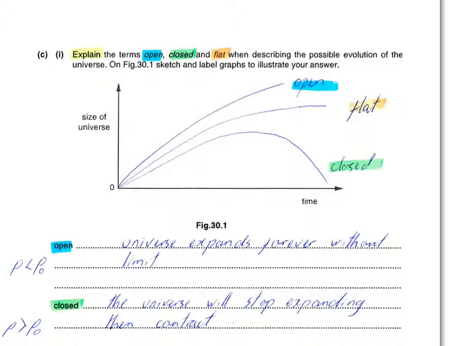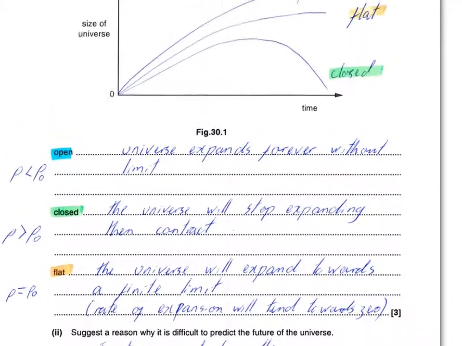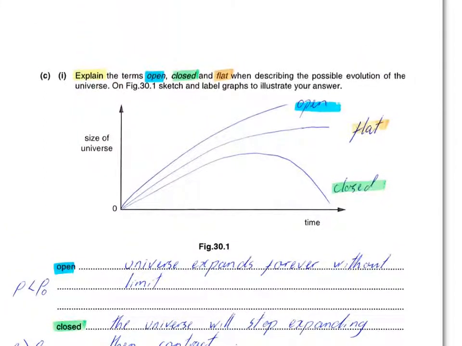And then we get to part C, which is to explain the terms open, closed and flat, and describing the possible evolution of the universe. On figure 30.1, sketch and label the graphs to illustrate your answer. It's interesting here, the mark scheme only gave ideas for what you might write here, and given that there are 3 marks and 3 slots, that's perhaps not surprising. It's not clear whether you could have also got that from the graph.